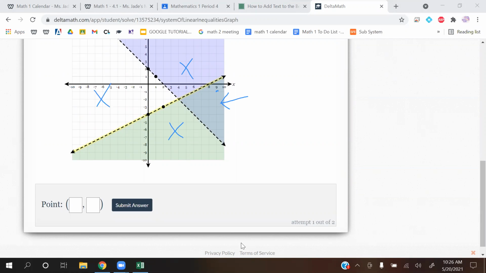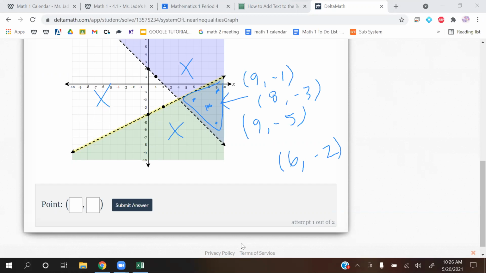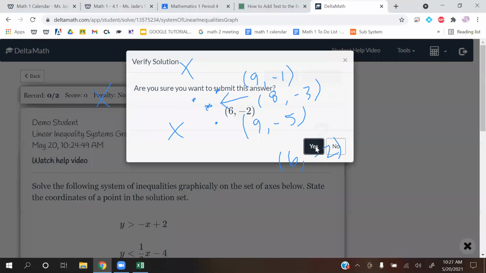So for example, I could have chosen this point, which is 9, negative 1. I could choose this point, which is 9, negative 5. I could choose this point, which is like 8, negative 3. I could choose this point, which is like 6, negative 2. Hopefully you get the point. You can choose any point in this section, okay? So I'm just going to choose 6, negative 2, whatever. Doesn't matter. You can choose any point. And then you just submit it. So choose any point in the double shaded region and you will be good to go.